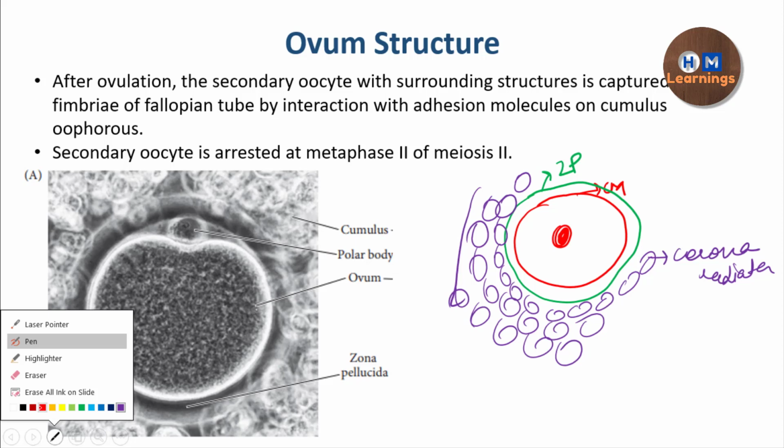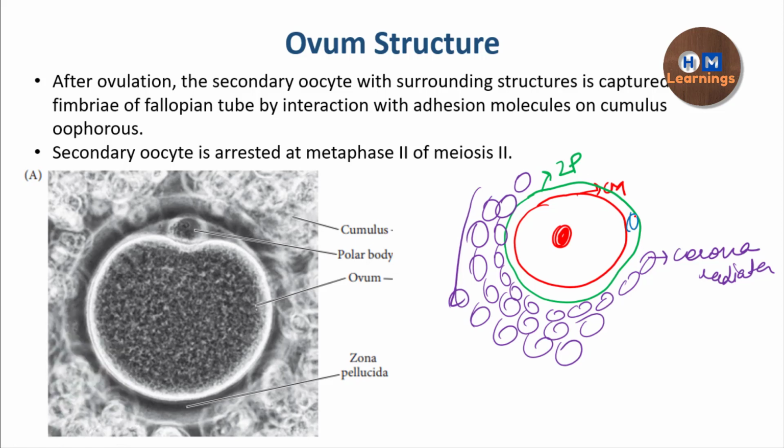Between the zona pellucida and the cell membrane of the oocyte, there is a structure called the first polar body, which is a result of the first meiotic division. At the end of the first meiotic division two cells are produced: one is the first polar body and the other is the secondary oocyte, and you can see how unequal the division of the cytoplasm has been between these two cells.